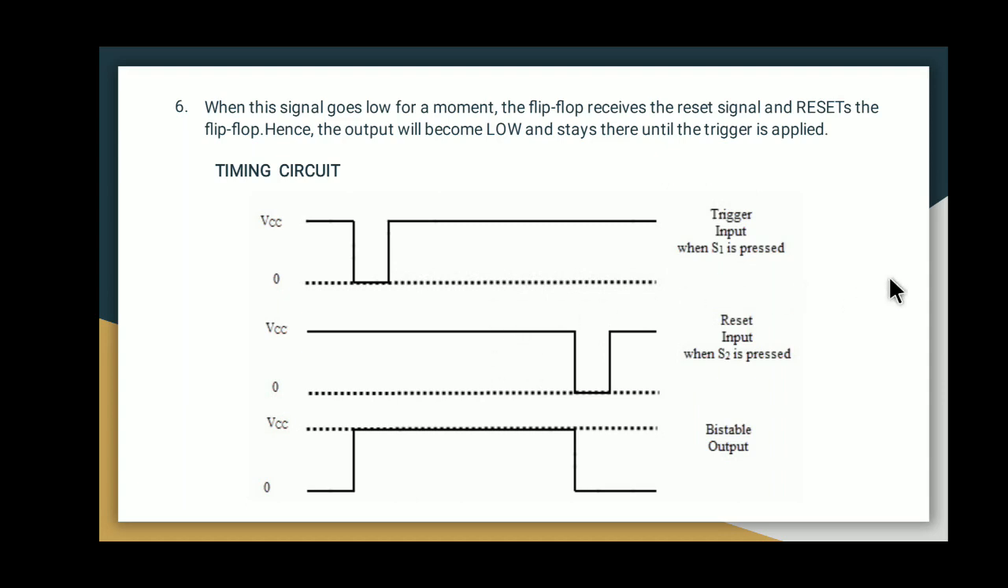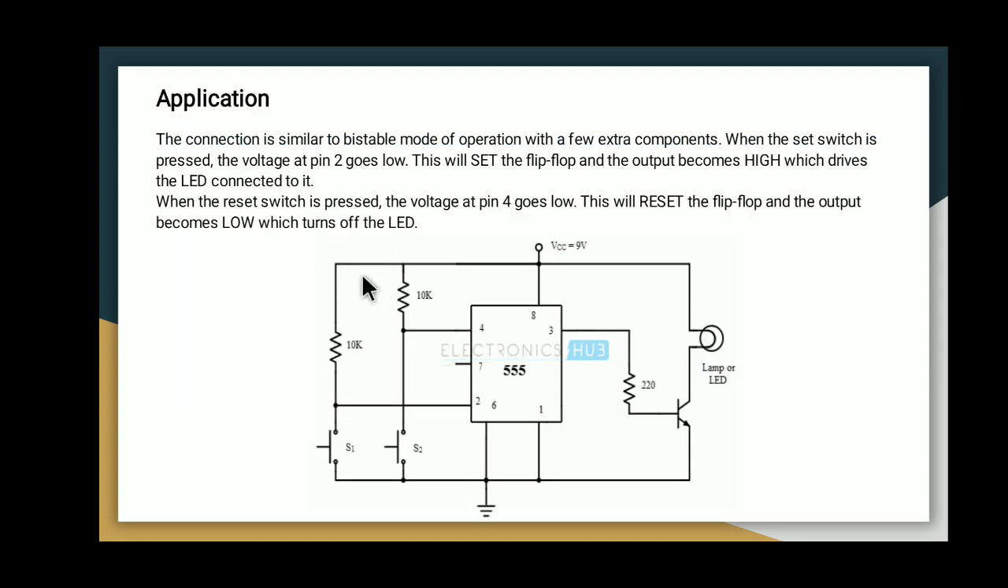The 555 timer bistable multivibrator can be used to operate or drive an LED bulb. This 555 timer can source or sink up to 200 milliampere of current, so it can also be used to drive certain devices like LEDs. Over here, whenever the set pin is pressed, the LED gets turned on, and whenever the reset pin is pressed, the LED will get turned off.